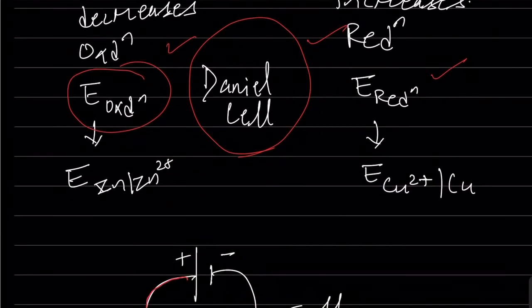cell. E oxidation is represented as follows: initially it was solid zinc. That's why we have used a straight line between zinc and zinc 2+, and it is converted into zinc ion.